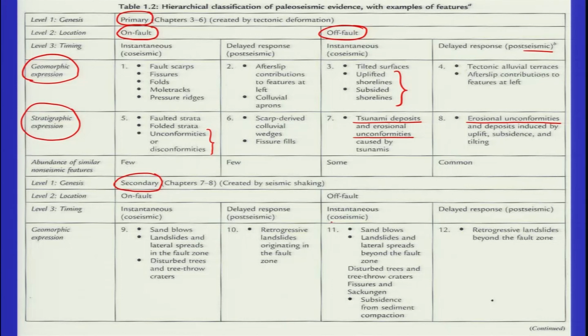Off fault, again coming to the instantaneous, you will have sand blows, landslides, lateral spreads beyond. So depending on the magnitude of an earthquake, these features you will come across. For example, I was talking in one of my lectures about the Mw 7.6 Bhuj earthquake, where the secondary effects were observed about 300 kilometers away from the epicentral area. So again you have uprooted trees, fissures.